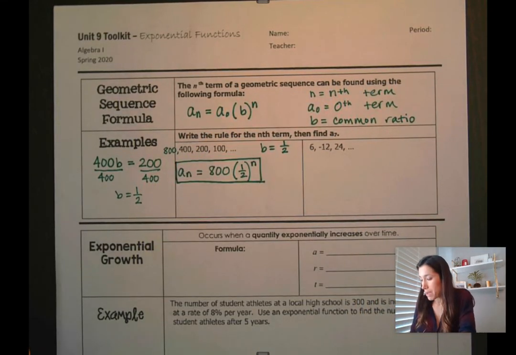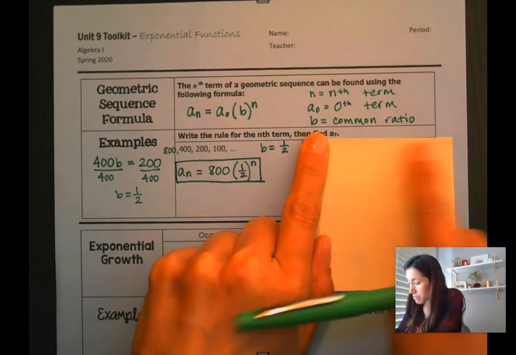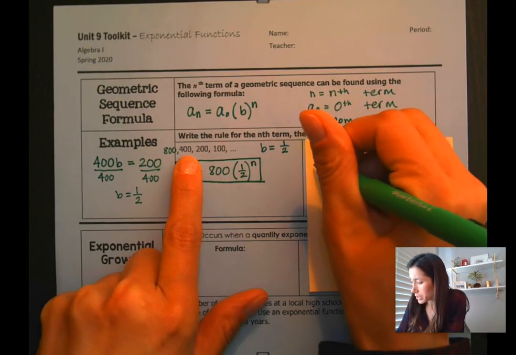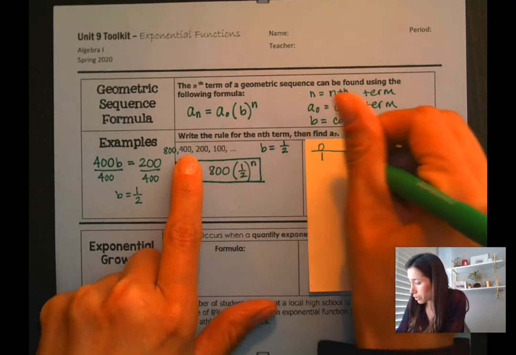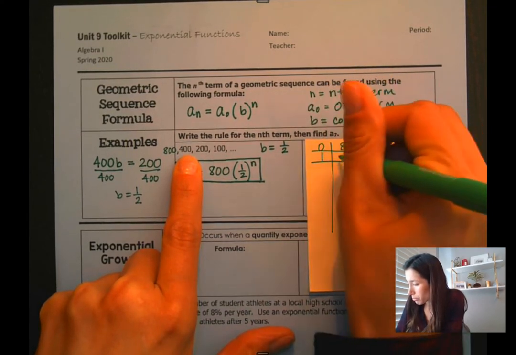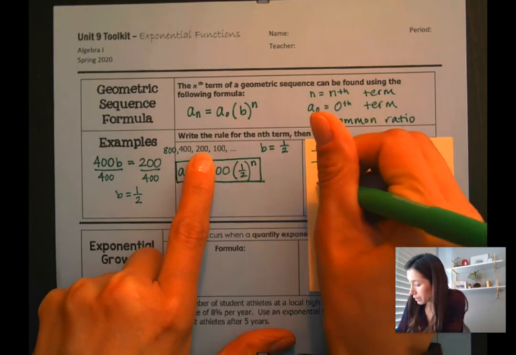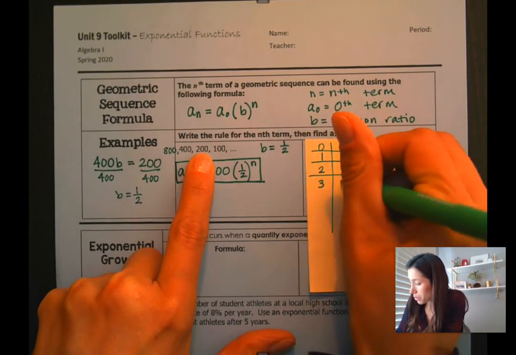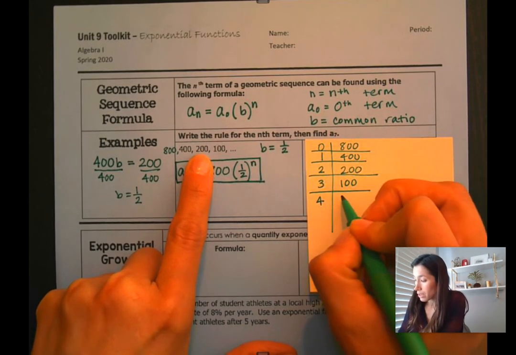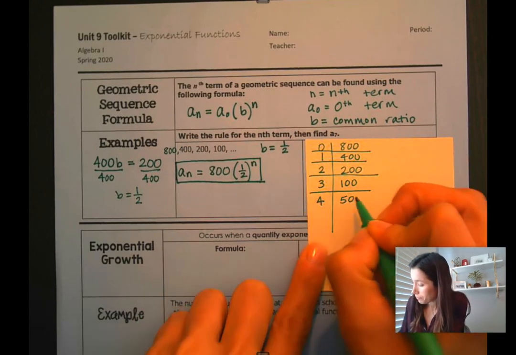So let's just imagine, I'm just going to put this on a sticky note. You don't have to write this down, but just imagine our first term is 400. Just going to make a little table. Let's actually do 0. Our 0th term, we said, was 800. Our first term is 400. Our second term is 200. Our third term is 100. Now, if I just keep continuing with this, our 4th term, well, we're going to multiply 100 by 1/2. That would be 50.